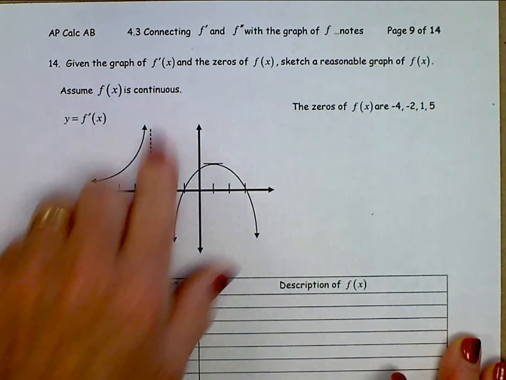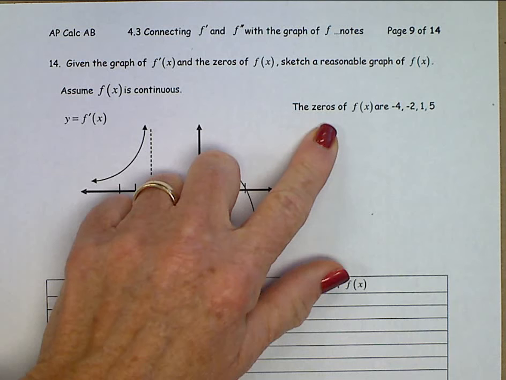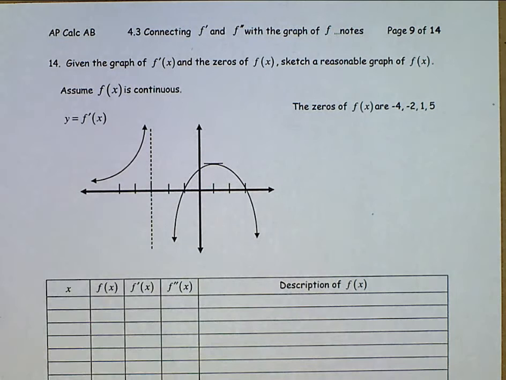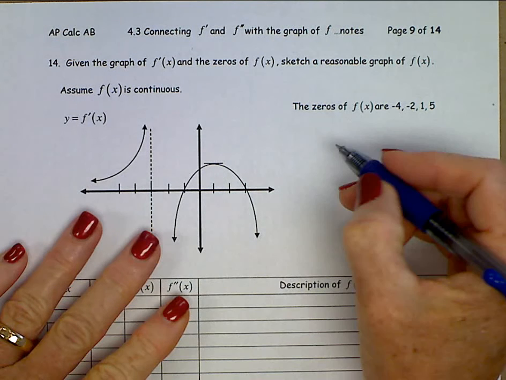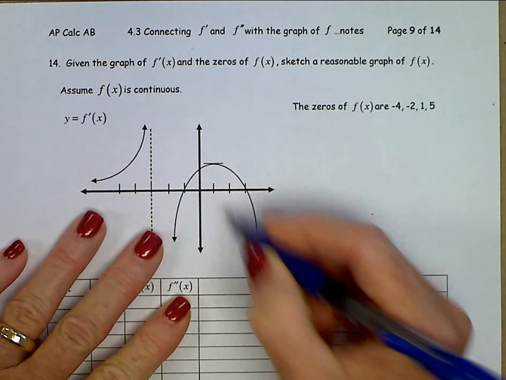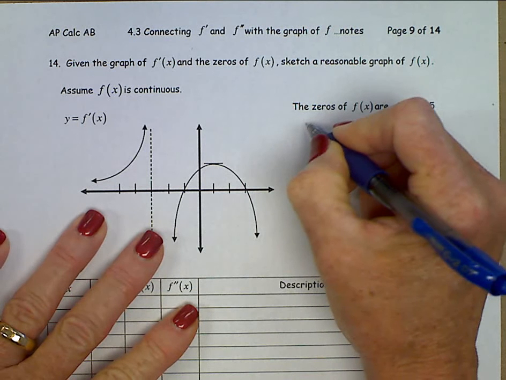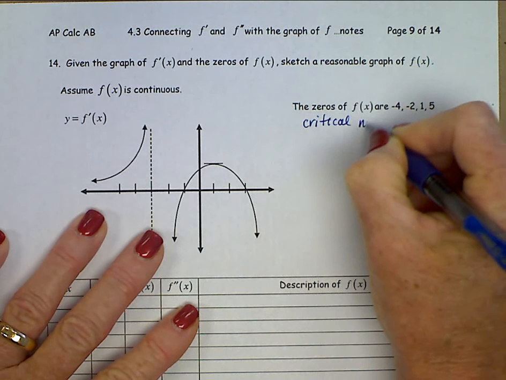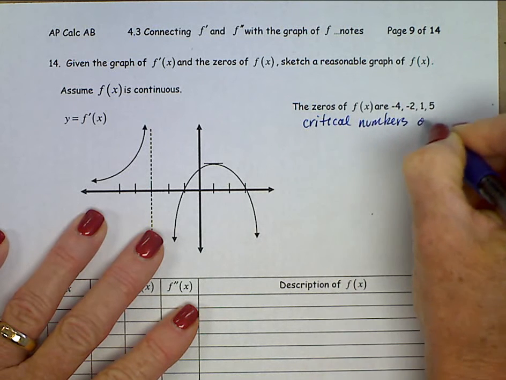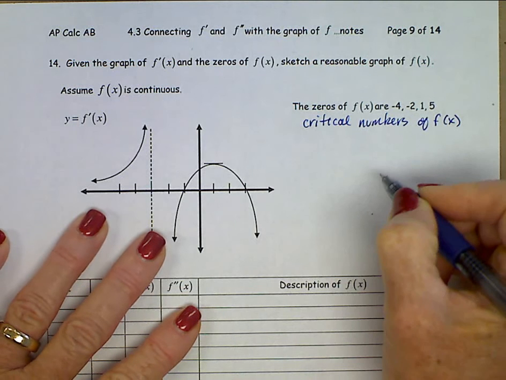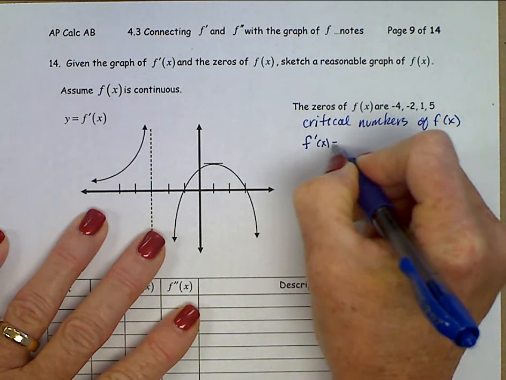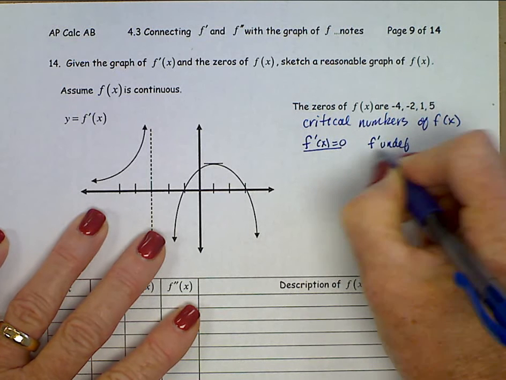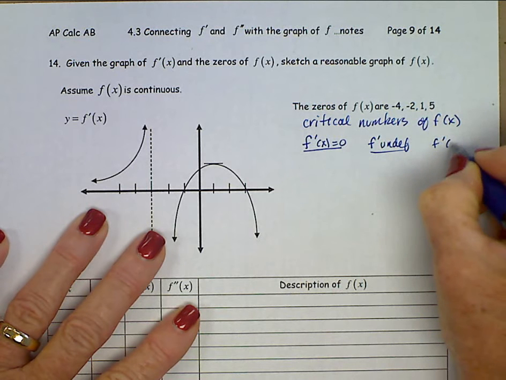Alright, same basic setup as on page 8. I've given you the zeros of f of x. Here's the graph of f prime. One slight change in that we have to look for more information off of this graph. We know from page 8 that we have to find the critical numbers of f of x: f prime equal to 0, f prime undefined, and f prime does not exist.